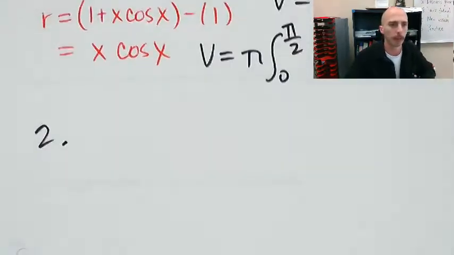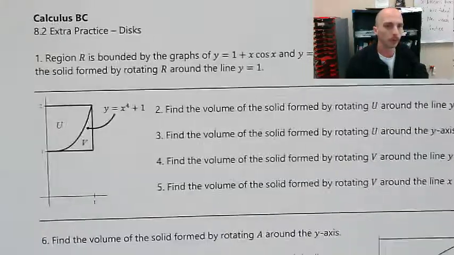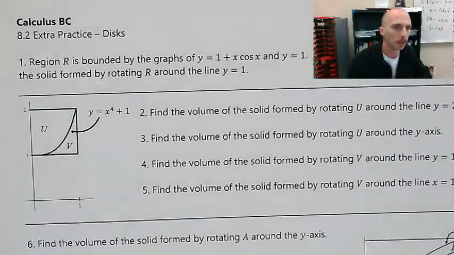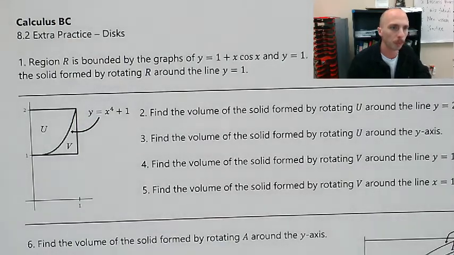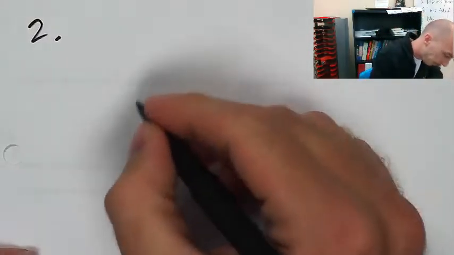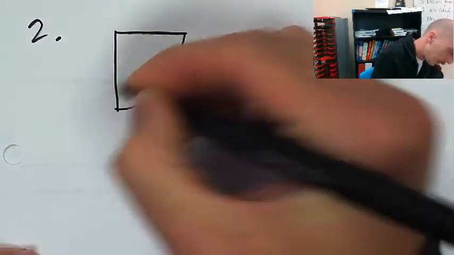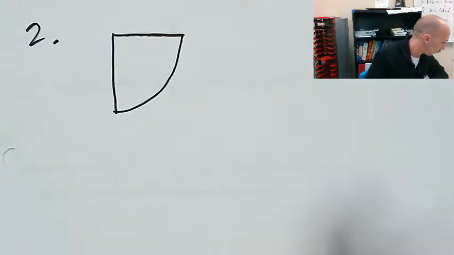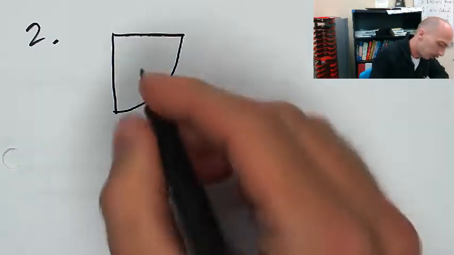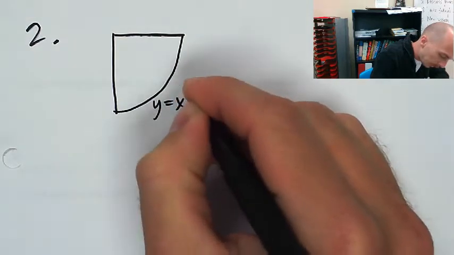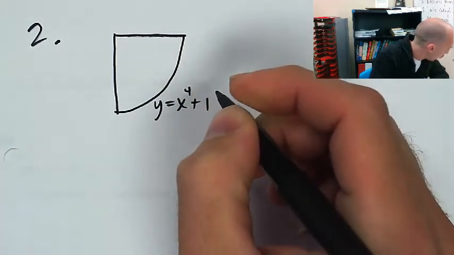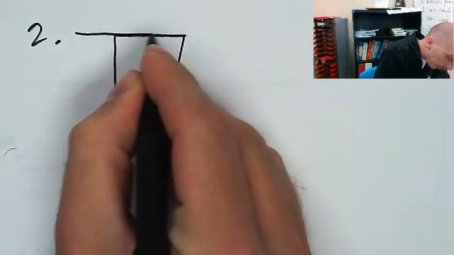Number 2, and I feel like I need a better pen than this. Number 2 is find the volume of the solid formed by rotating U around y equals 2, where U is bounded by y equals 2, x equals 0, and y equals x to the 4th plus 1. So I'm going to draw that. Okay, that's much better for me, pen-wise. So I've got y equals x to the 4th plus 1, and I've got y equals 2 as the axis of rotation.